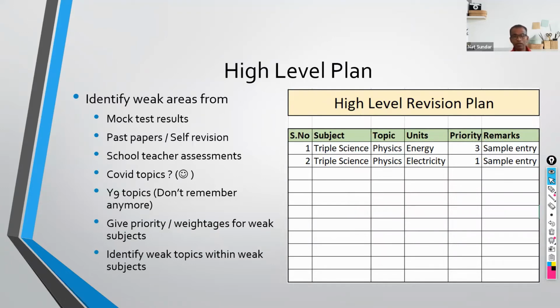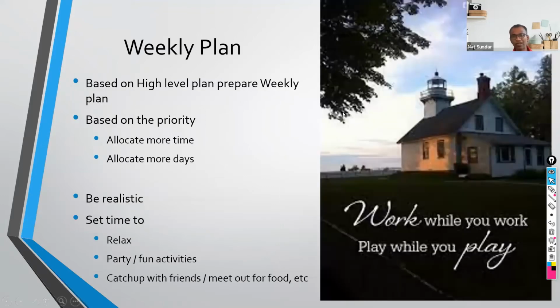Once you have got a clear idea, then you will be able to come to a visualization of what you're going to achieve for that particular revision duration, for example a month or a couple of weeks. So this is the high-level revision plan. Once you have got a high-level revision plan, then start working it out on the next level, which is a weekly plan. So here, I want you to break down the high-level revision plan into a weekly plan.